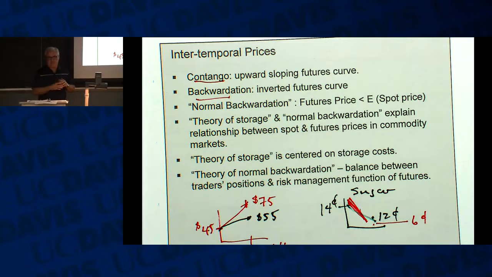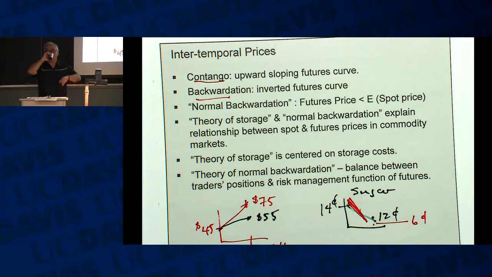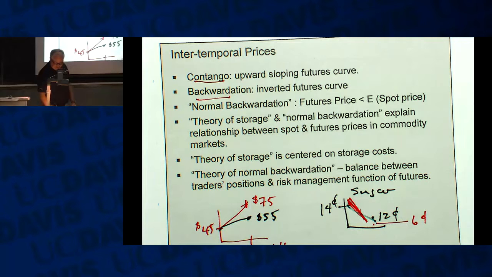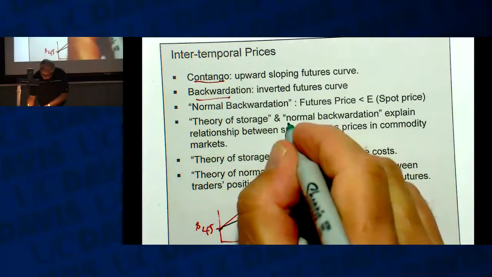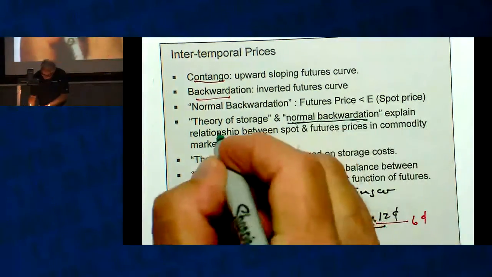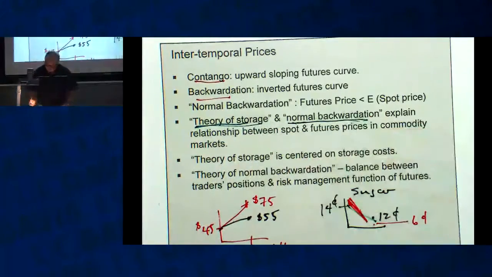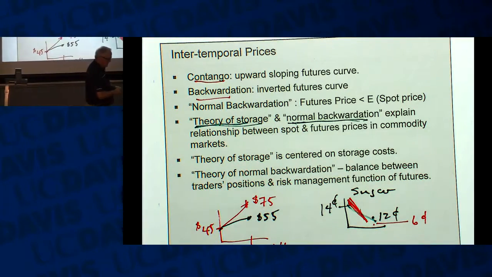All right, chapter 3 talks about two sort of big ideas regarding intertemporal prices. One big idea is the theory of normal backwardation. The other big idea is a theory of storage.